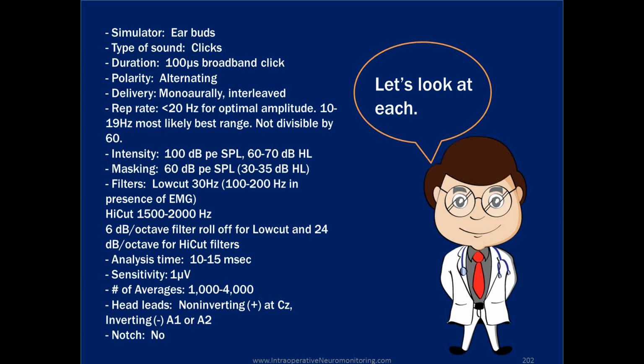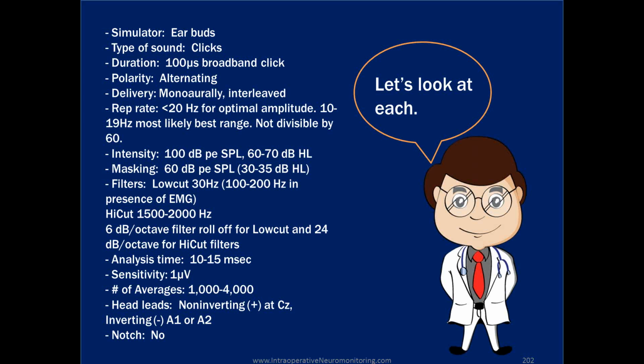6 decibels per octave filter roll-off for the low cut, and 24 decibels per octave for the high cut filters. The analysis time is 10 to 15 milliseconds. Sensitivity is 1 microvolt, so we know we got pretty small amplitudes here. The number of averages is 1,000 to 4,000. That's a lot of averages, the second tip-off that we probably have small amplitudes.